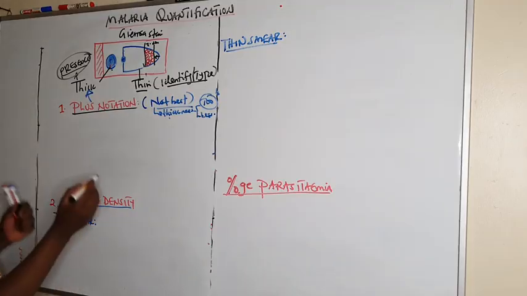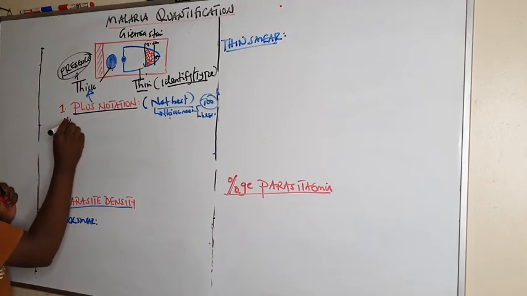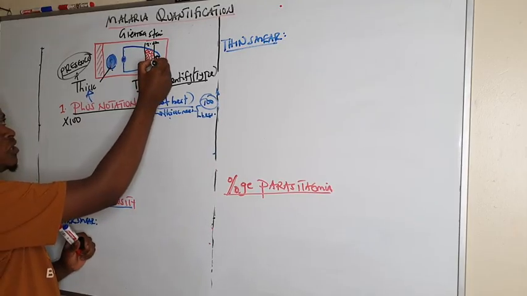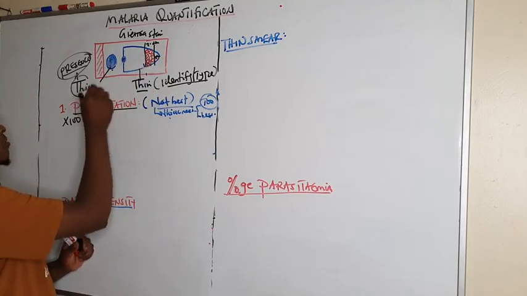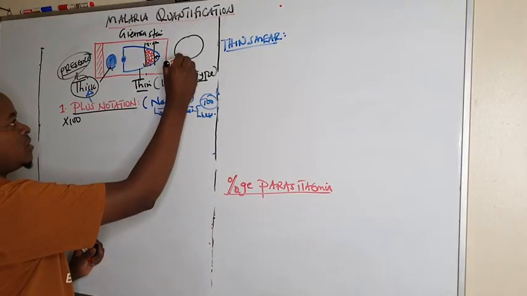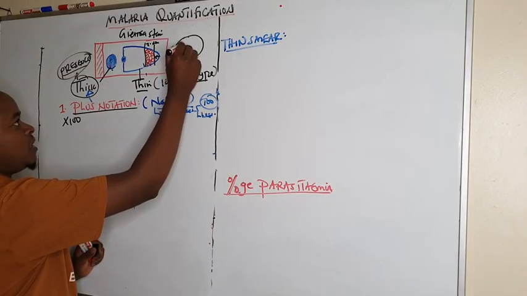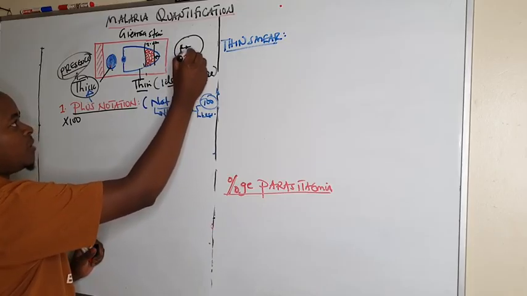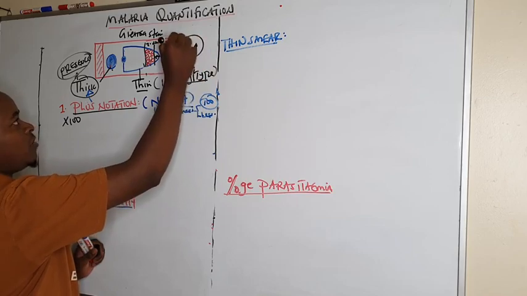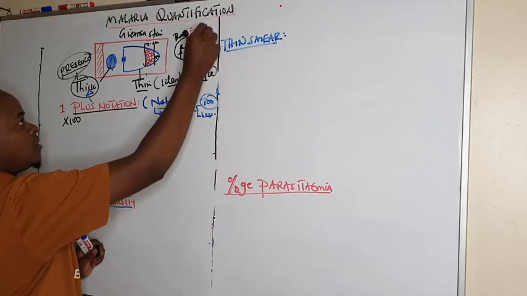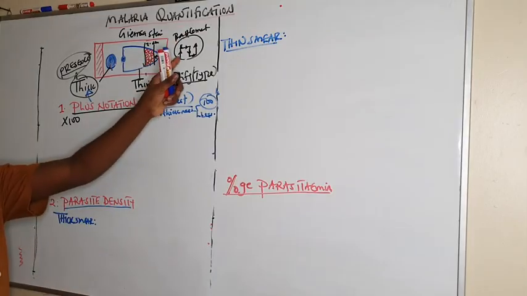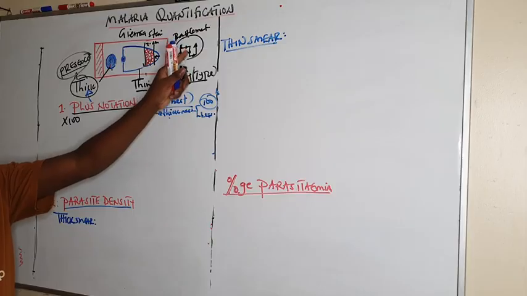And how do we determine it? Here we use the times 100 objective with oil immersion, and we count in the zone of morphology on a thick film, using the battlement method, whereby you move up, then across, counting parasites, then move down, move across, and move upwards. This method we call the battlement method of counting. So you count how many parasites per field as you move through the fields.